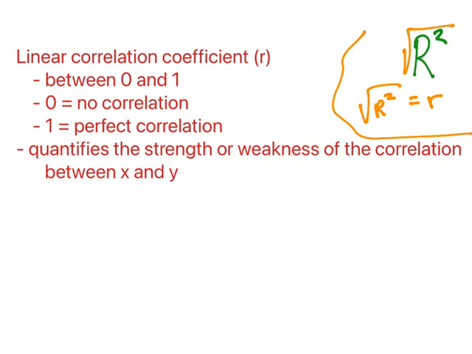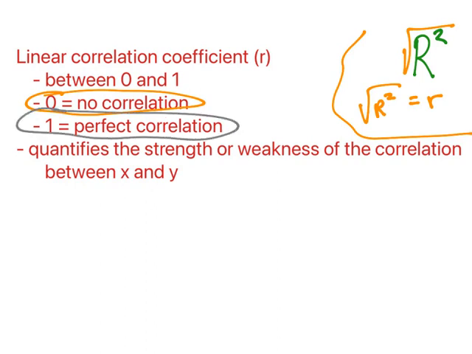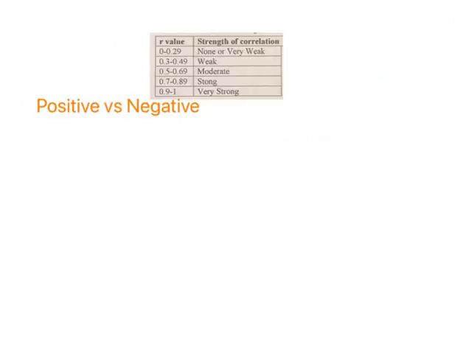Now, things about the linear correlation coefficient. It is going to be between 0 and 1. If you have an R value of 0, that means there is no linear correlation, like absolutely none. If you have an R value of 1, that means you have perfect correlation. So the LCC, the linear correlation coefficient, quantifies the strength or weakness of the correlation, which is the relationship between X and Y, the two variables that we're talking about.